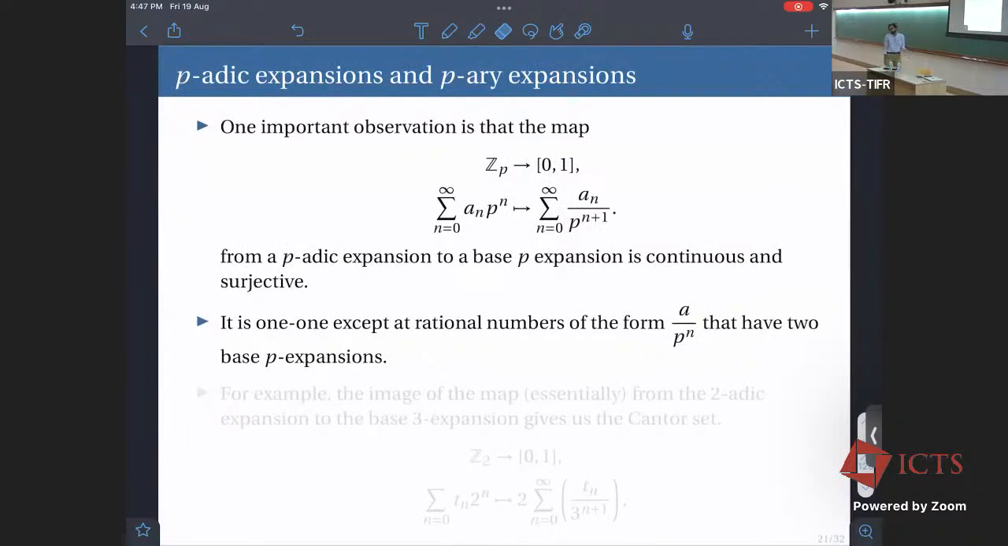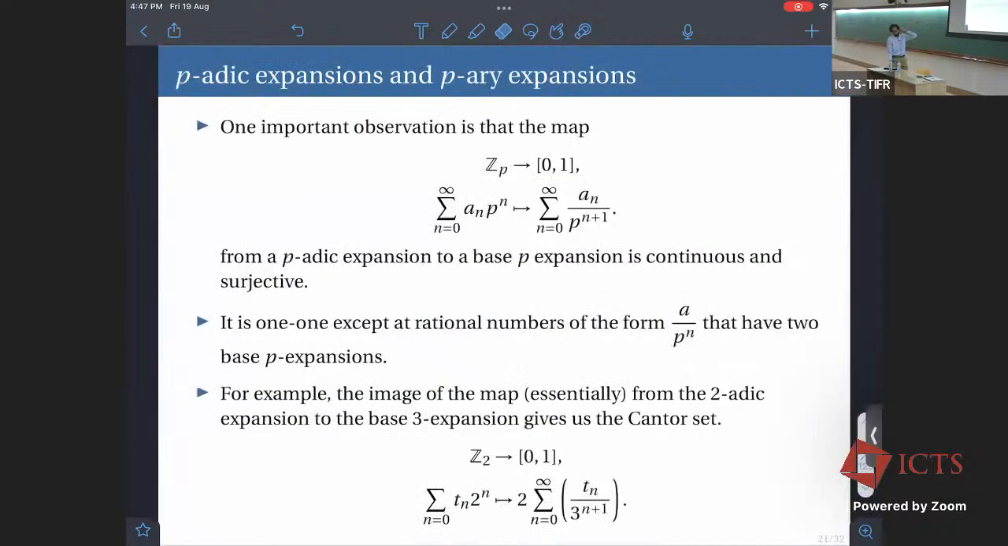It's actually one-to-one, except at rational numbers that have denominator a power of p, and those rational numbers have two base p expansions. That's because (p-1)/p + (p-1)/p^2 + ... + (p-1)/p^n, if you have p-1, p-1, p-1 forever, adds up to 1. It's a geometric series. These are things you might have seen in topology or real analysis.